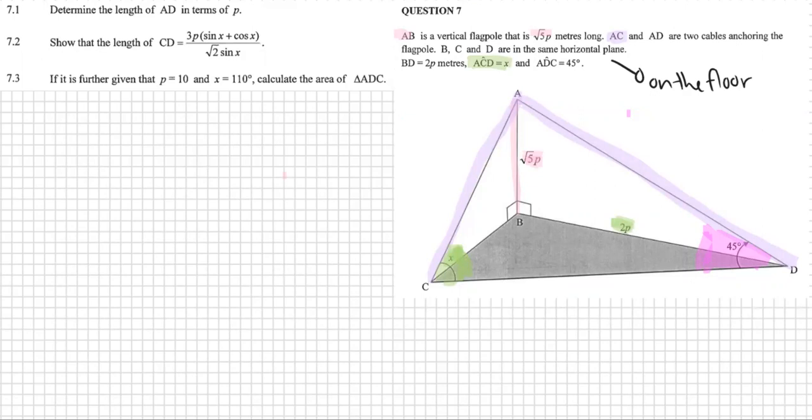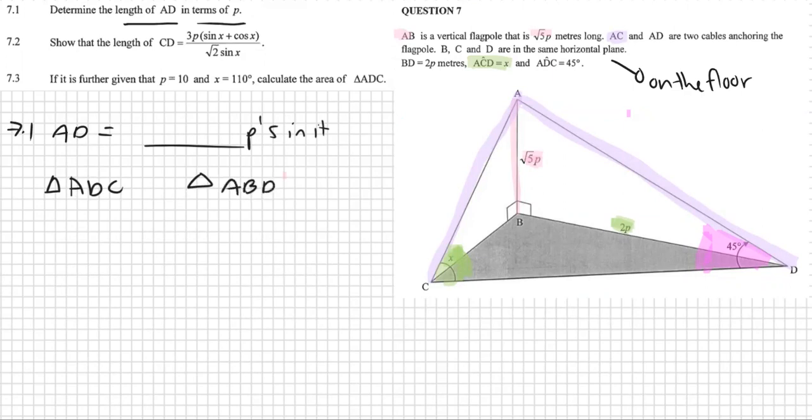7.1. Determine the length of AD in terms of p. So you're going to have AD on one side equal to something with p's in it. So we have AD on the left, and that's what AD in terms of p means. AD is on that front triangle ADC, but it's also on triangle ABD. Those are our two options.